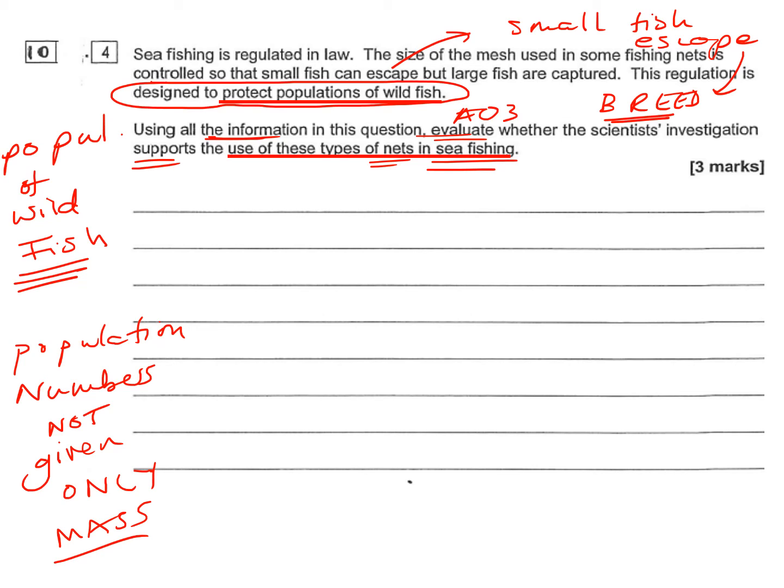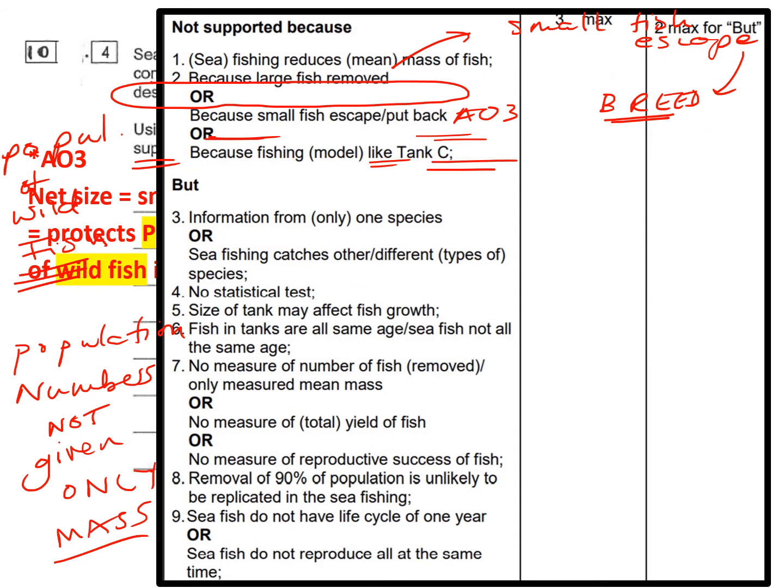So let's have a look at some of the answers then. The other thing you would have noticed from the graph, there's no standard deviation bars, there's no statistical test done. So we actually don't know if the increase or decrease in mass is significant or not. Okay, so sea fishing reduces the mean mass of fish. So that's what they're saying there, because the small fish are allowed to escape through the small holes in the net. And when small fish breed together, we know the mean mass decreases over time.